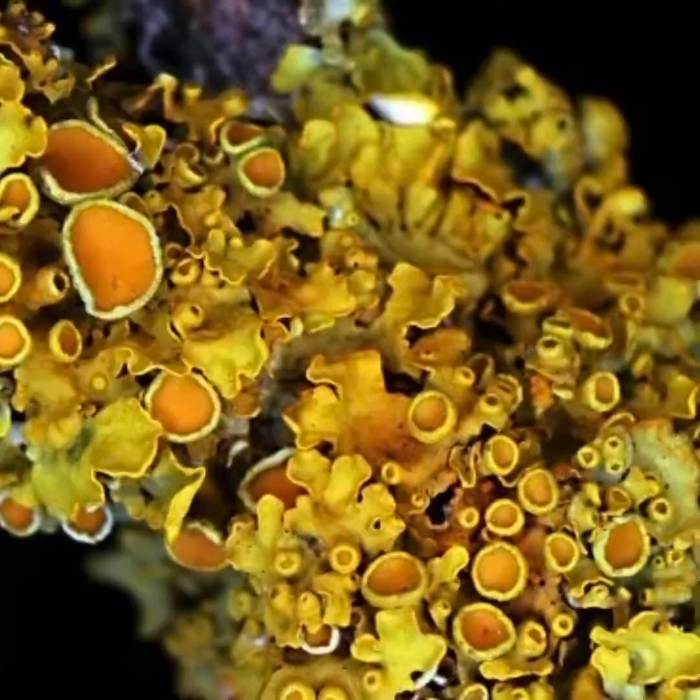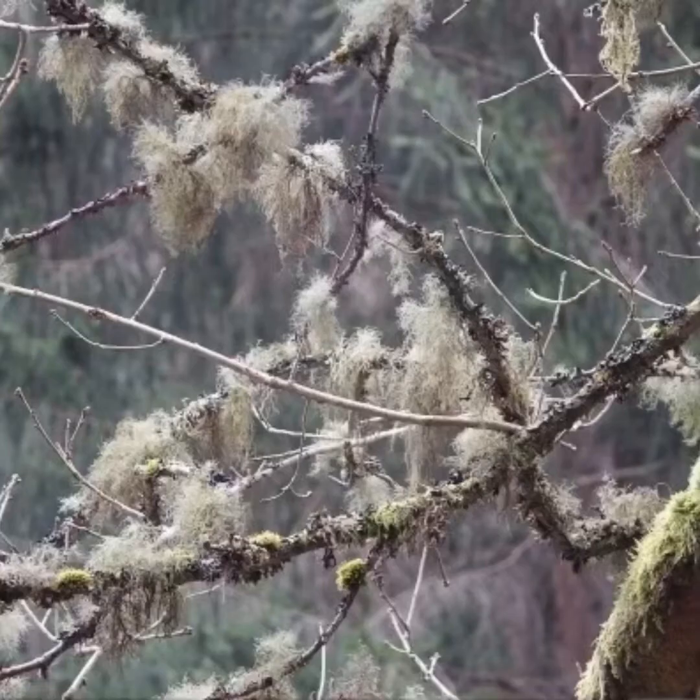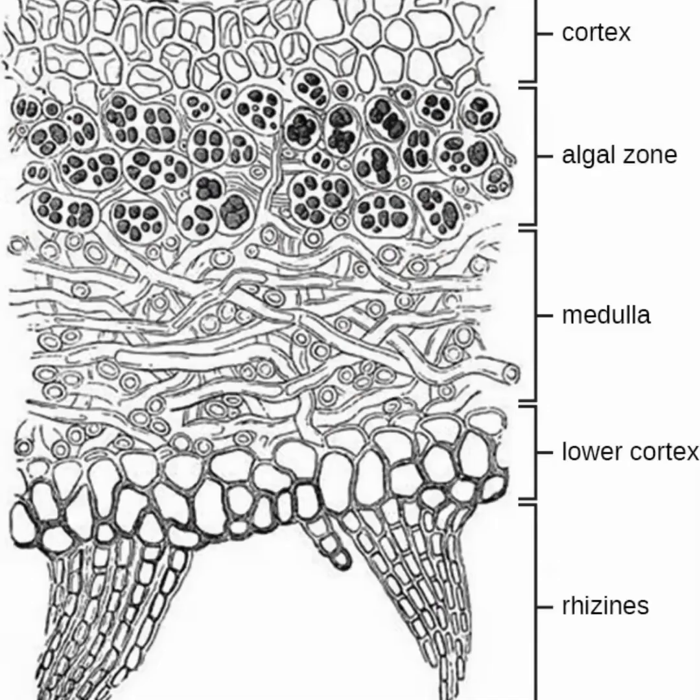And now you'll see this yellow lichen. You can see these cups. This is the reproductive part of the lichen. Next, you're going to see old man's beard, which is a fruticose. You'll see this a lot down south, hanging from trees.